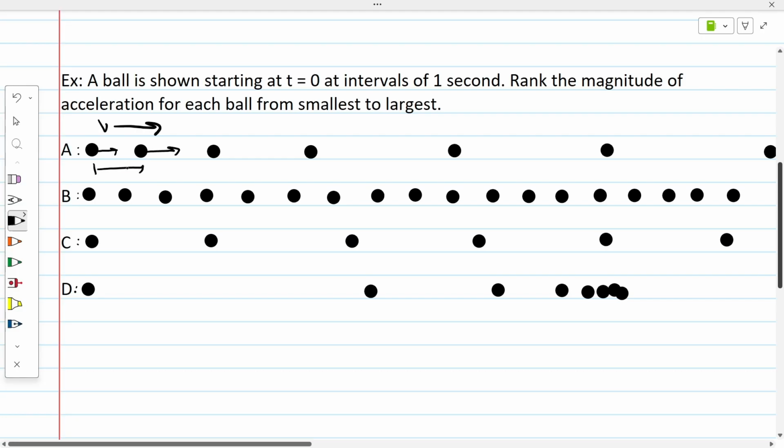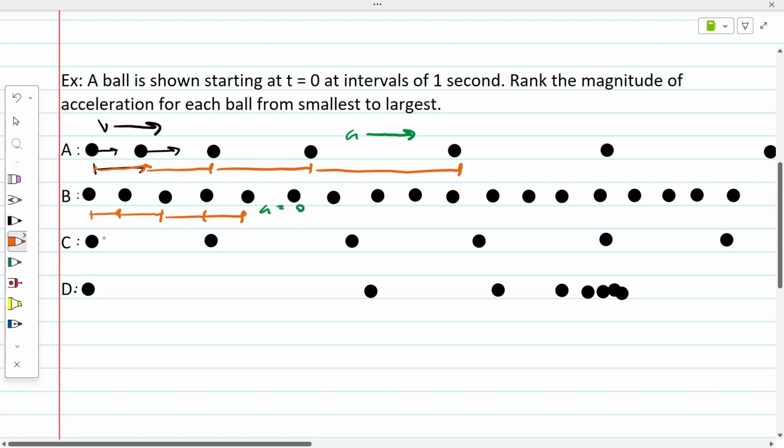And the difference between these spaces, I'll use a different color. The difference between these spaces right here, we have this space, and then it gets this length, and then this length. At each one of these, the distance is getting greater. So the acceleration here will be in this direction, and there is some acceleration. But if we look at B, each one of these distances is the same, which means in this case the acceleration is equal to 0.